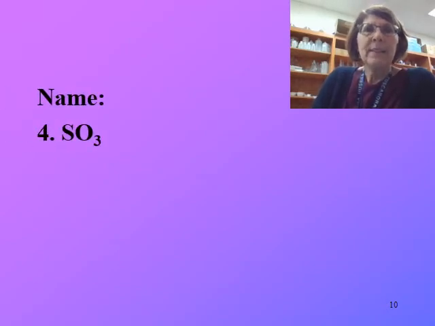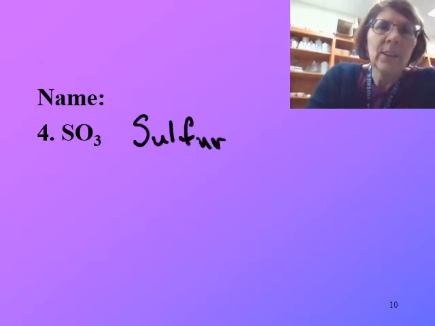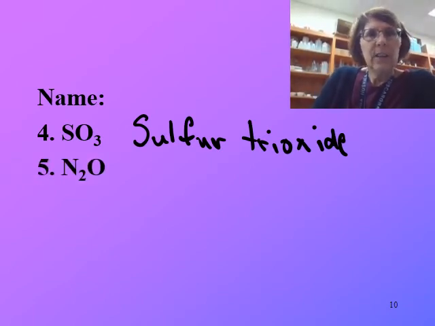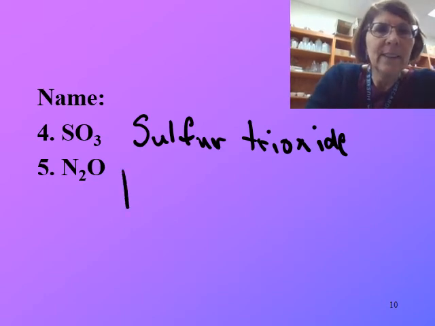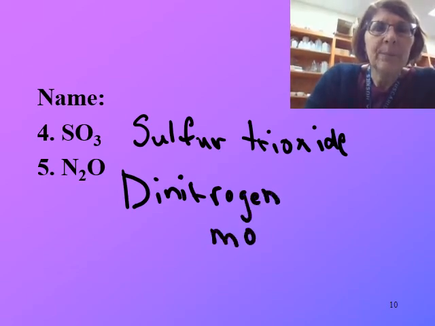Now we have sulfur. These 3 oxygens, so it's trioxide. We have 2 nitrogen and 1 oxygen, so we say dinitrogen monoxide.